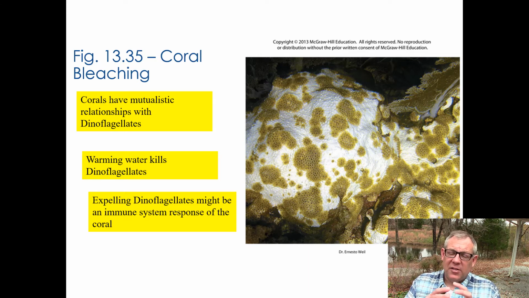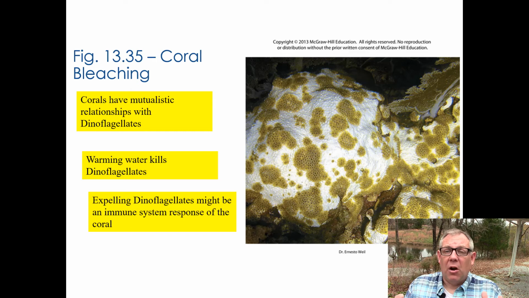Well, the dinoflagellates can't tolerate that warmer water. It starts to kill them. Dying dinoflagellates are recognized by the coral as a problem, and so as part of their immune system response, they expel the dinoflagellates. But remember, this is a mutualistic relationship. The corals need the oxygen and things given off by the dinoflagellates. And so when the dinoflagellates die, then the corals die. And that's what coral bleaching is. And we're seeing massive amounts of this already, and it's just going to get worse as the waters get warmer.